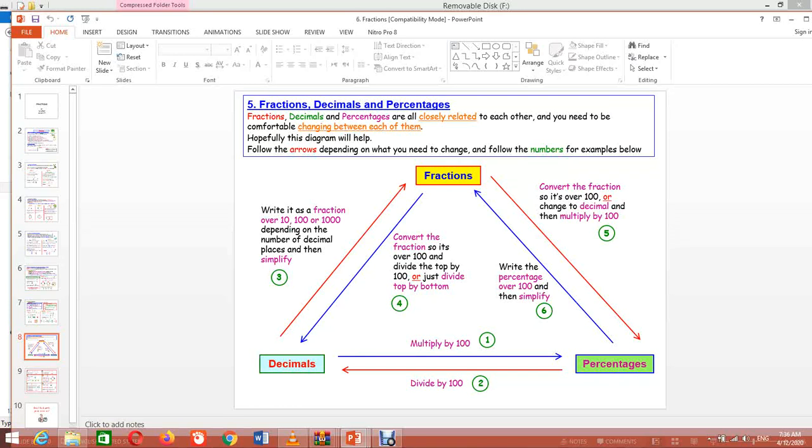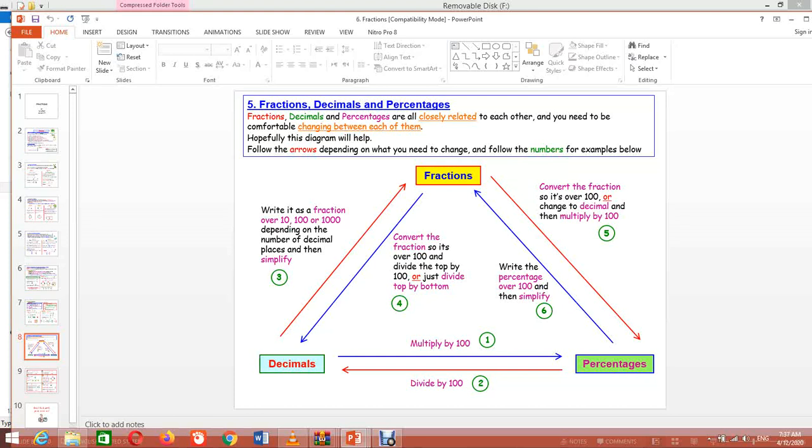Number 1. To change a decimal to a percentage, you multiply by 100. And to change a percentage to a decimal, you divide by 100. And 3. To change a decimal to a fraction, write it as a fraction over 10, 100, or 1000, depending on the number of decimal places, and then you simplify.